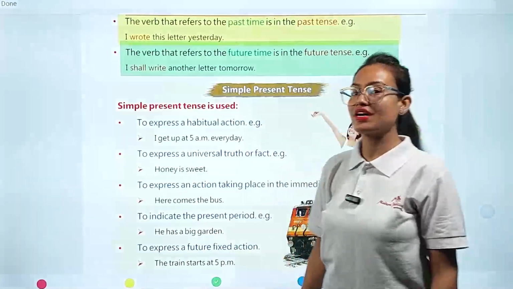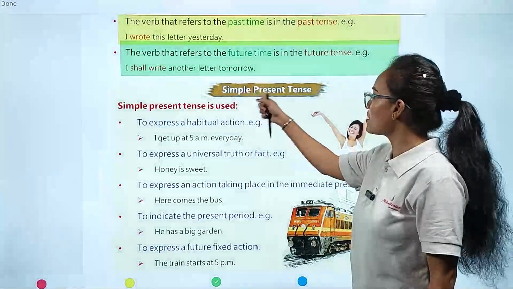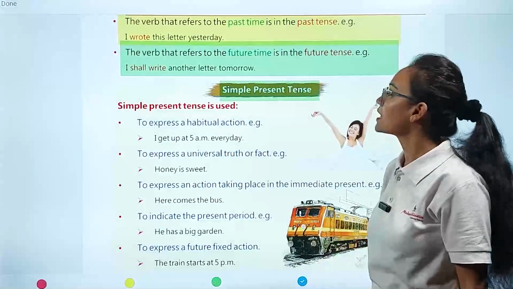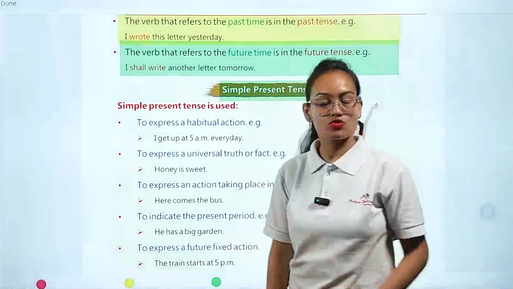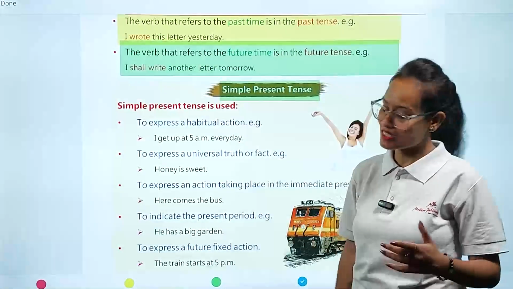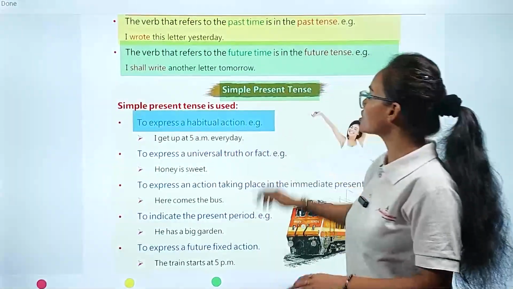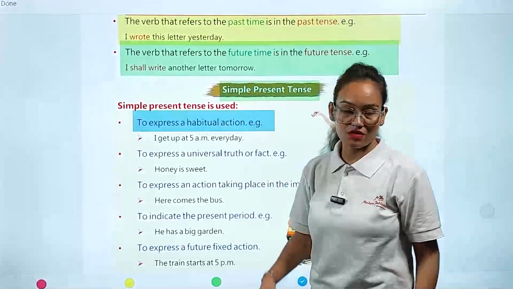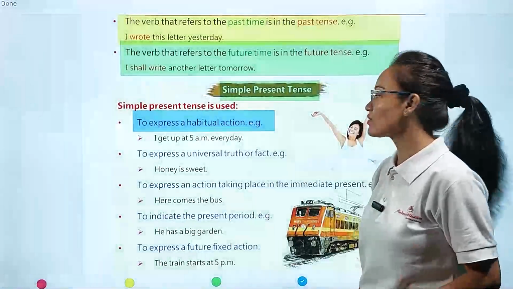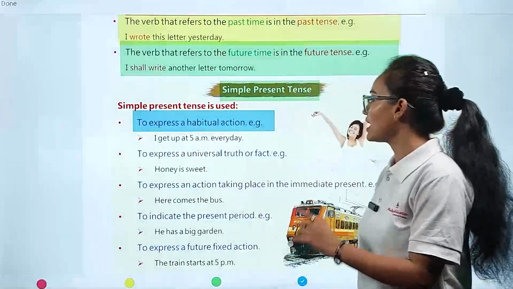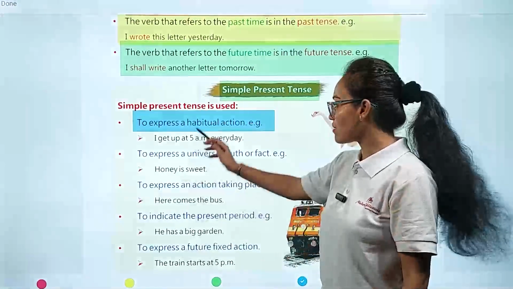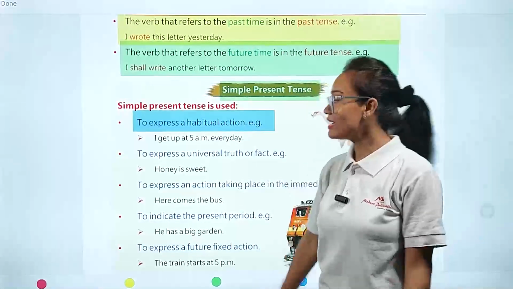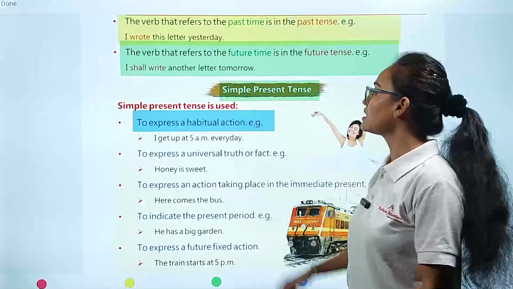So first of all, we are going to see in detail the meaning of simple present tense. Simple present tense is used to express a habitual action. Whenever we are talking about a habitual action, it means we are talking about present tense. Example, you can see, I get up at 5 a.m. every day. It is a habit of a boy or girl that they wake up at 5 a.m. every day. So this sentence tells us about simple present tense.